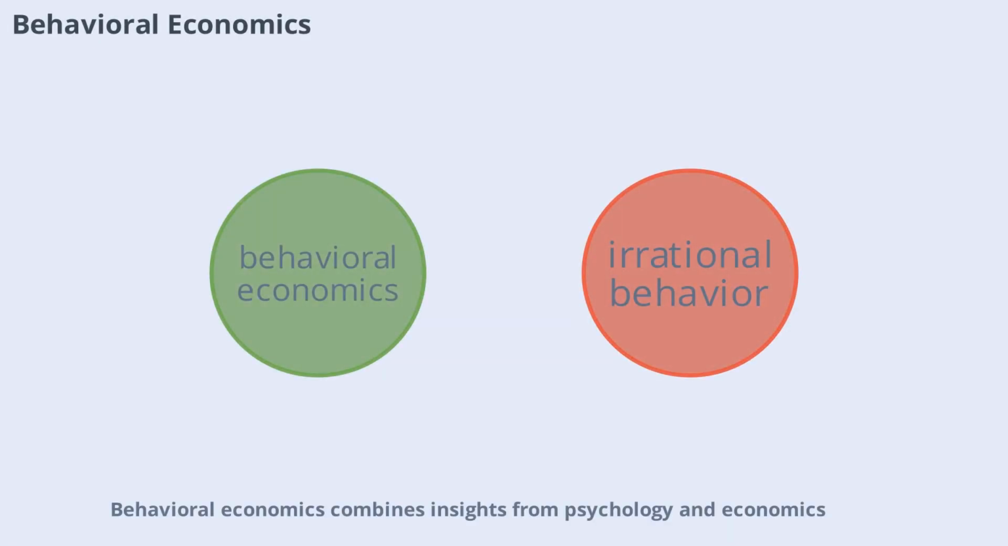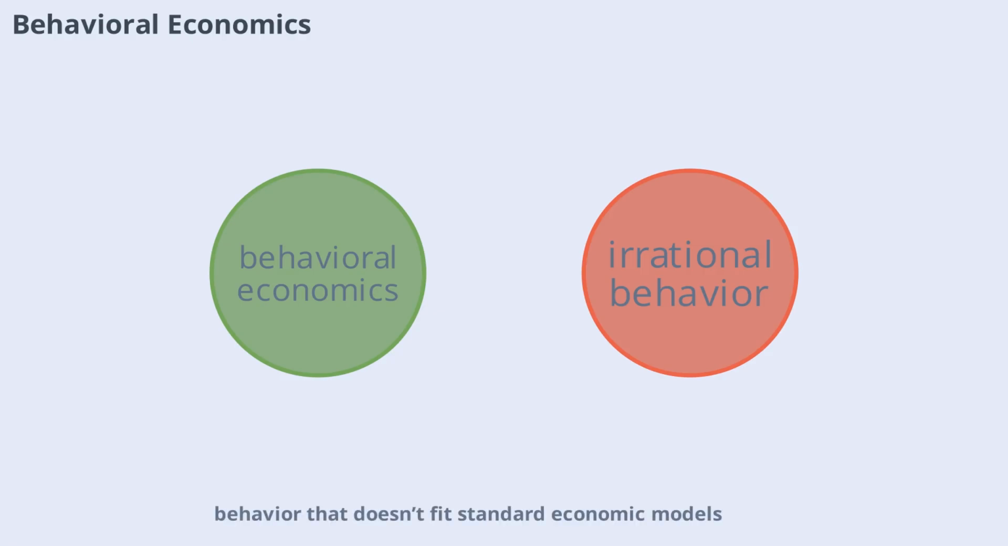Behavioral economics combines insights from psychology and economics to explain why people sometimes make irrational decisions. It challenges the traditional assumption that individuals always act in their own best interest. Concepts like bounded rationality, loss aversion, and framing effects help explain real-world behavior that doesn't fit standard economic models. Behavioral economics is a growing field that adds depth to our understanding of decision-making.